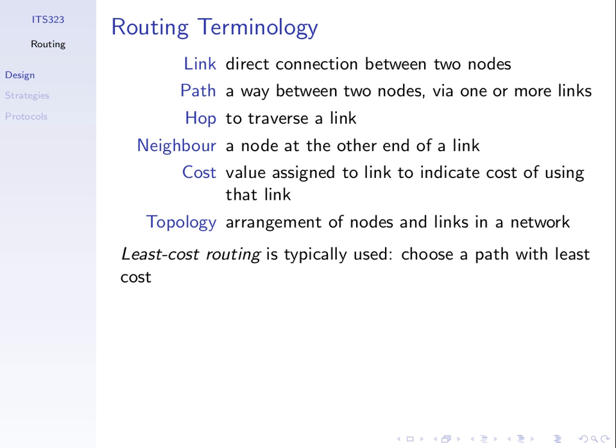Just some terminology to set us up. This is one topology of a network: X is connected to A, A to B, B to Y. This is another network with a different topology. We have the same number of nodes, but a different arrangement of the links between those nodes. So this is one topology, this is another topology.